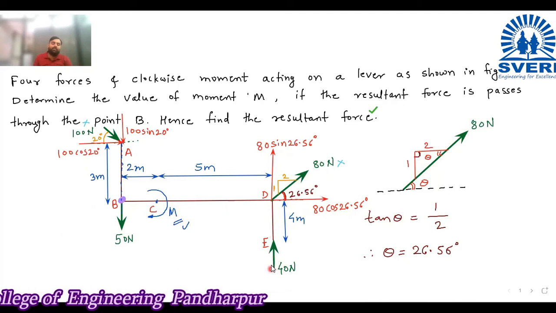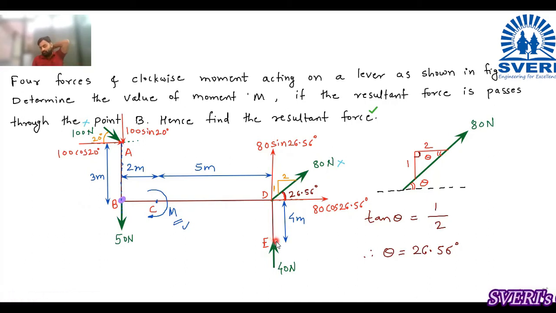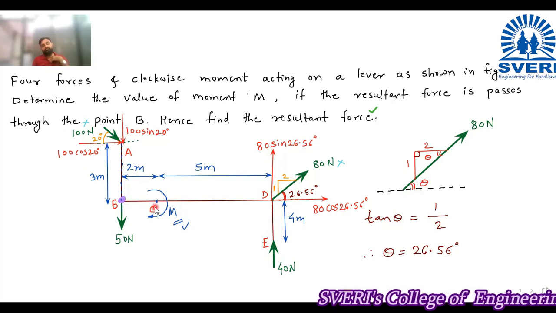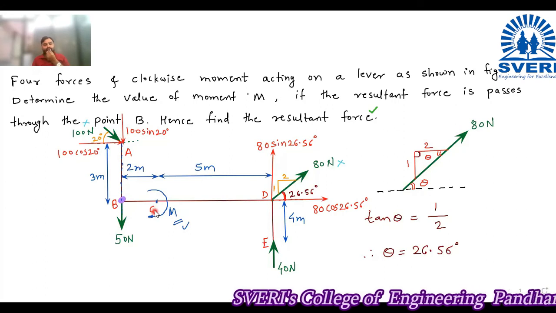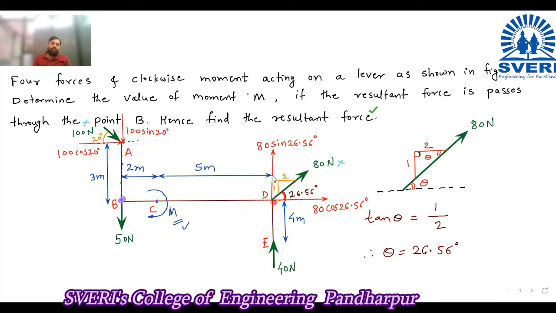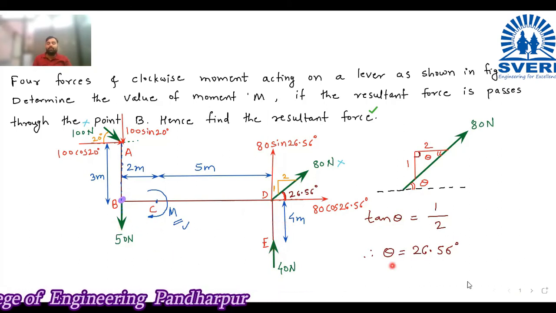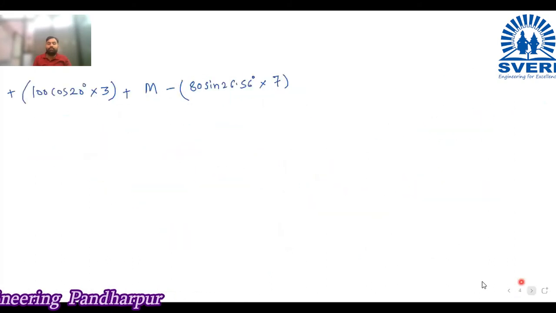Now this 40 Newton which is moving upward. किती येणार moment about point B? 40 into 7. Correct. So 40 is the force which is moving along this line, and the distance is this total distance, it is 7. So it will be 40 into 7. It is anti-clockwise, correct?